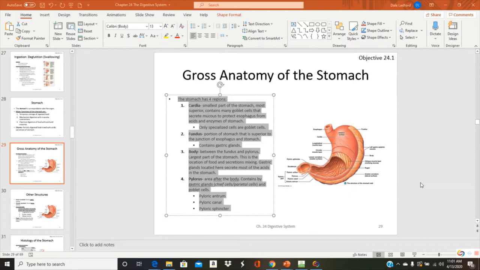Now, there is a lesser curvature and a greater curvature. The lesser curvature is the medial side. The lateral side is the greater curvature. There are three layers of muscle. Instead of just longitudinal and circular muscles, there is a third layer, an oblique.